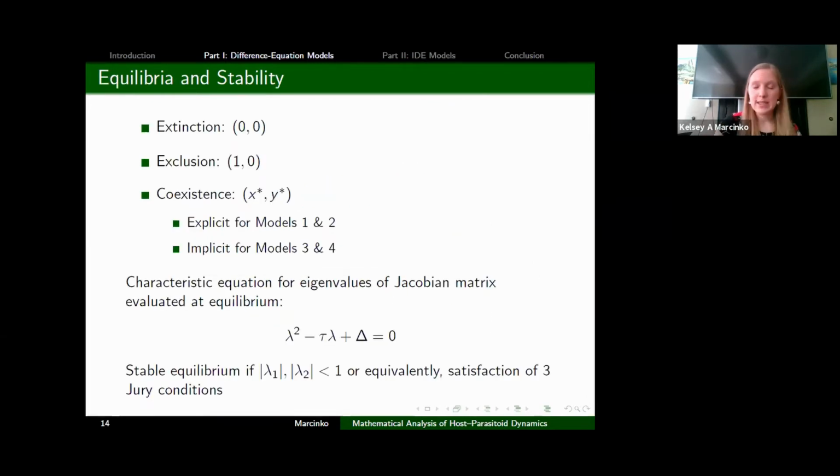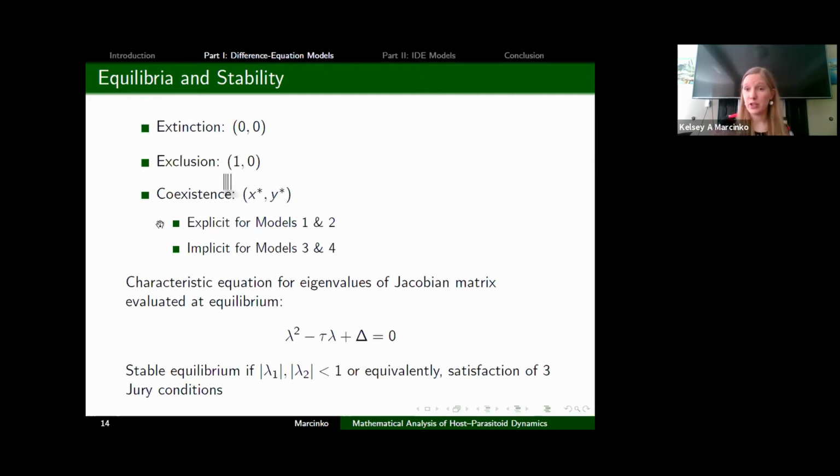In analysis of these 4 models, each of them has these 3 equilibria, these 3 steady states to the system. The first is extinction. If there are no hosts and parasitoids, there will continue to be no hosts and parasitoids. The second steady state is where the host is at its carrying capacity and there are no parasitoids in the system. And the third is where we have both species coexisting at some positive values.